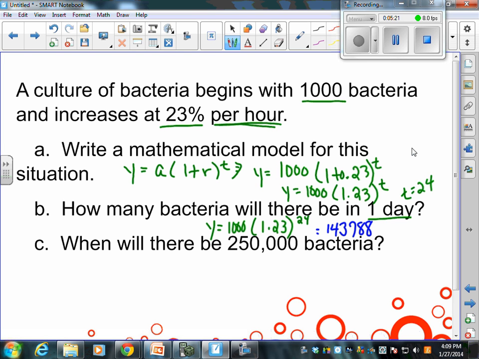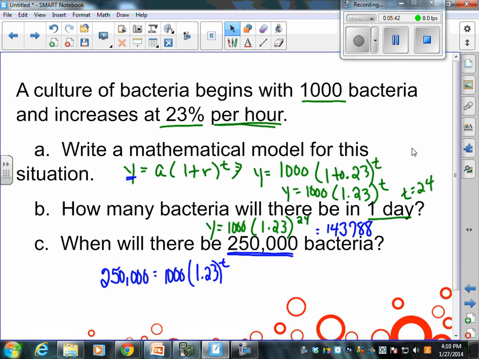And the next question is, when will there be 250,000 bacteria? Well, in this case, this is my y, and I'm trying to solve for t. So then my equation looks like this. When does 250,000 equal 1,000 times 1.23 to the t?